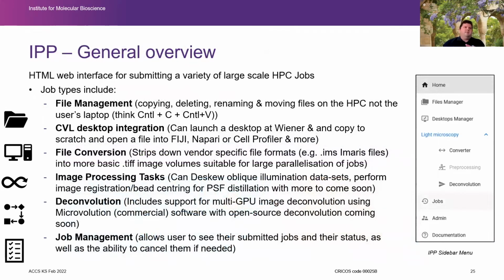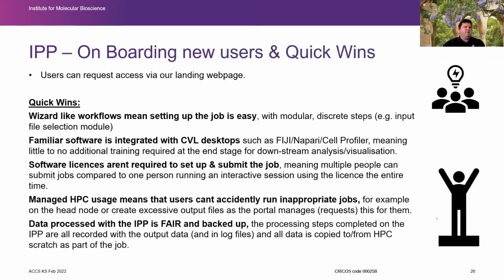So at a really high level, the IPP can currently do lots of just common tasks. From the web interface, a user can perform file management, CVL desktop launching and integration, file conversion tasks, image processing tasks, deconvolution, and they can manage their jobs that are running on the cluster, as their own each individual built-in modules, which I'll go over in the demo. So let me explain more there. Users can request access to use the portal via our landing page, and that comes to us.